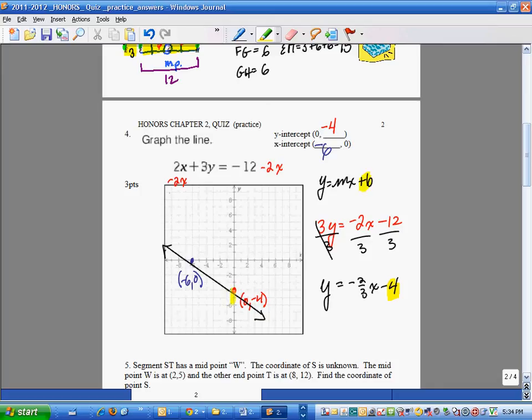So I'm going to rise 2 and go to the left 3. 1, 2, and 3. There's my line. Or I can go down 2, 1, 2, and run 3 to the right. 1, 2, 3. Either way, it's the same line.